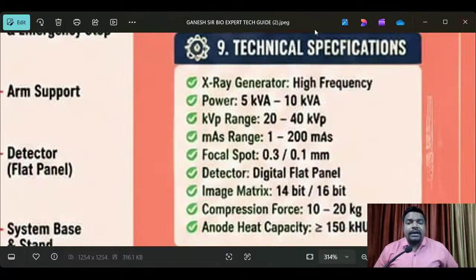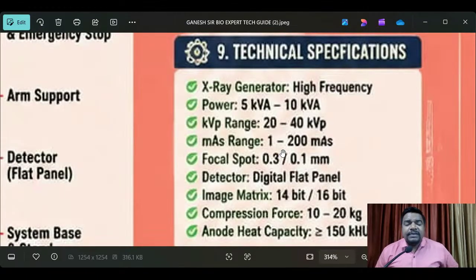Right, come on. Now the ninth point, my dear engineers: mammography technical specifications. What are the requirements? Now I am going to show you and tell you. It is visible right now in the presentation. I hope it is visible. Yes, let me continue.